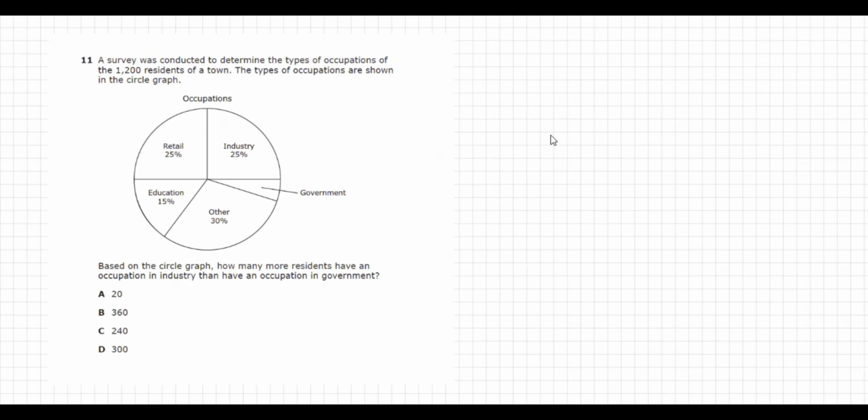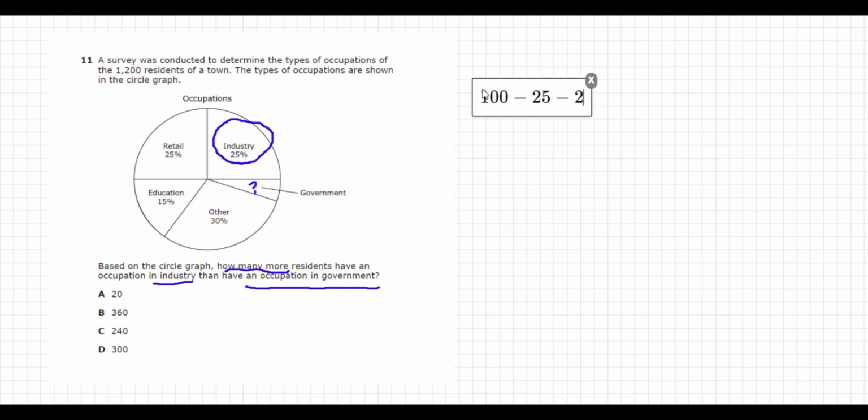Question number 11. A survey was conducted to determine the types of occupations of the 1,200 residents of a town. The types of occupations are shown in the circle graph. Based on the circle graph, how many more residents have an occupation in industry than have an occupation in government? To find the percentage of occupations in government, we use 100% subtract all percentages shown in the circle graph. So, we have 5% of occupations in government.